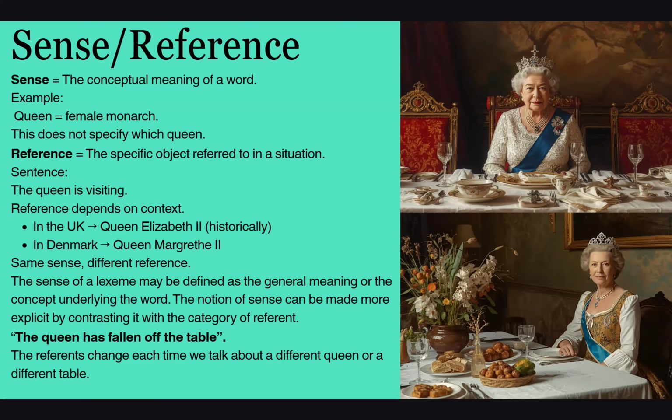But connotation is emotional or stylistic association. For example, slim and scrawny both mean that a person is thin, but slim has a positive connotation. It makes you think of an attractive person, while scrawny has a negative connotation. It makes you think of a malnourished or impoverished person.